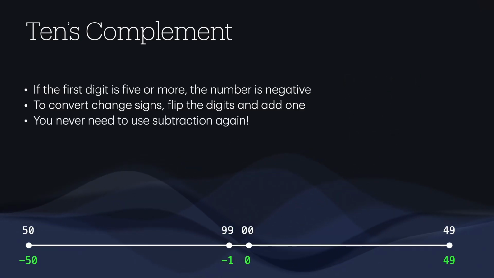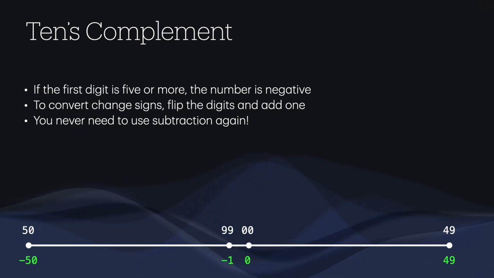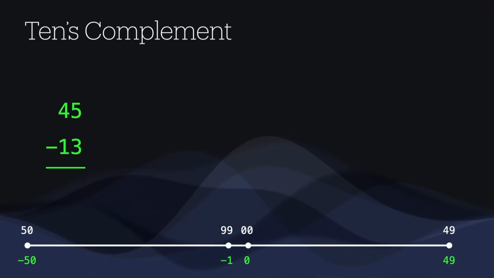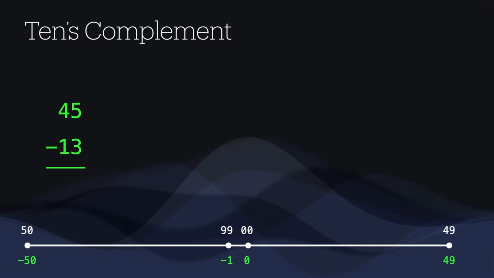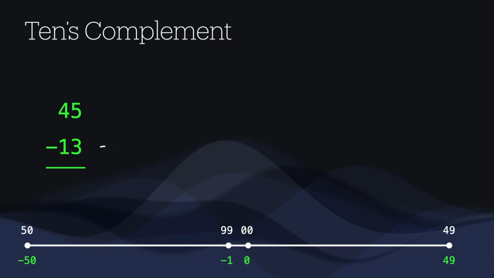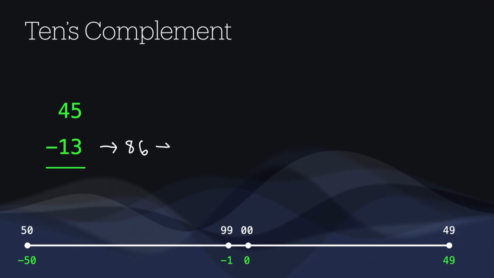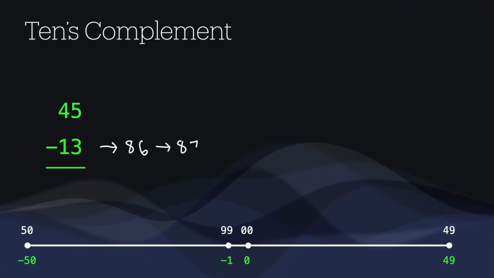Lastly, here's the real benefit of using a complement notation: you don't need to use subtraction again. What do I mean by that? Let's take a look at an example. Let's take a look at how we can compute 45 minus 13 using 10's complement. First, we need to convert minus 13 to the 10's complement version. So what's the complement of 1? 8. And what's the complement of 3? That's going to be 6. So now that we flip the 2 digits, all we have to do is add 1. So that's going to turn into 87.